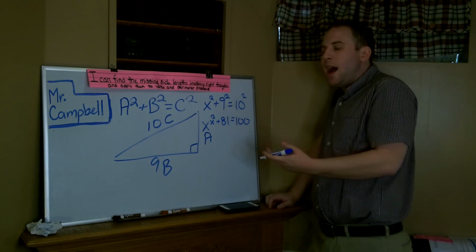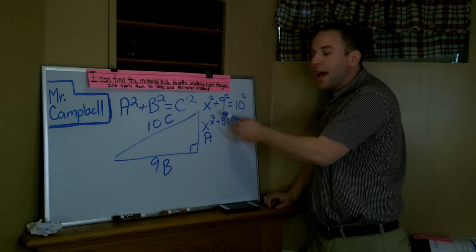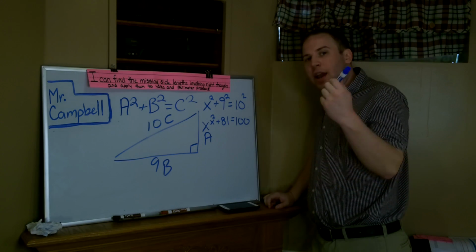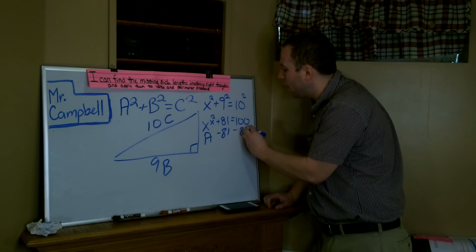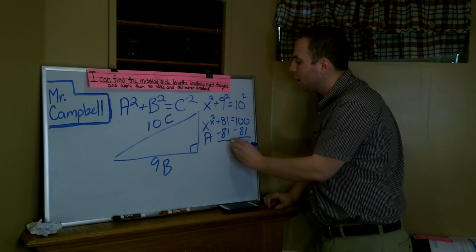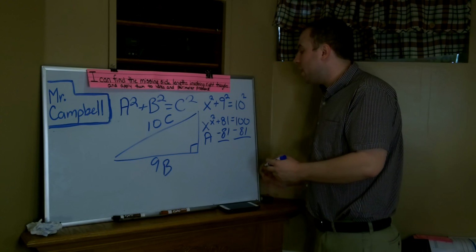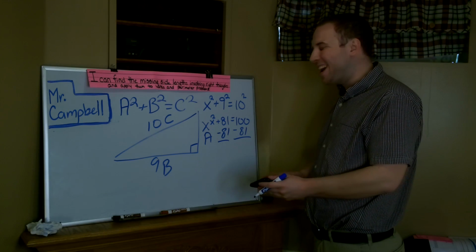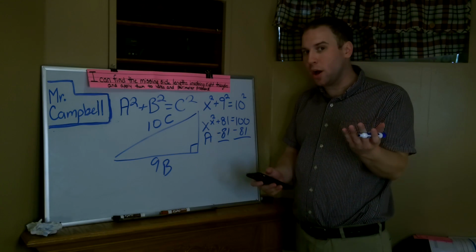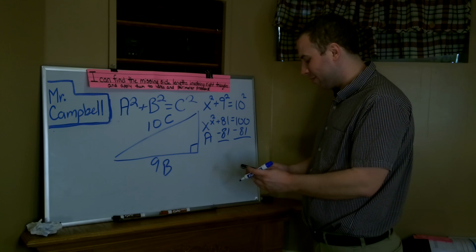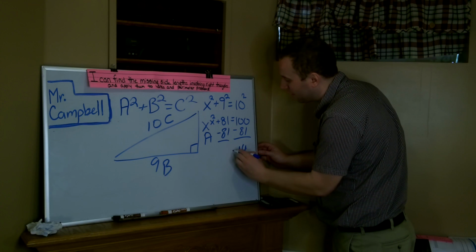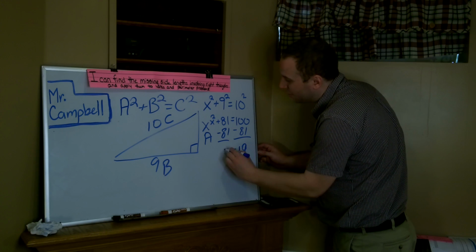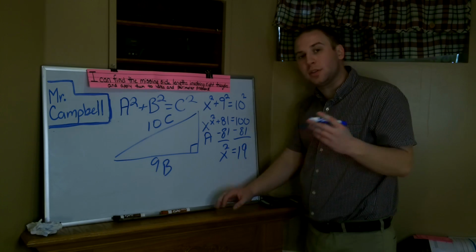So now we have to figure out how to get x all by itself. In order to do that, we're going to take 81 and throw it over to the other side of the equation. So 100 minus 81 is, anyone? Anyone? 19. So now we have x squared equals 19.